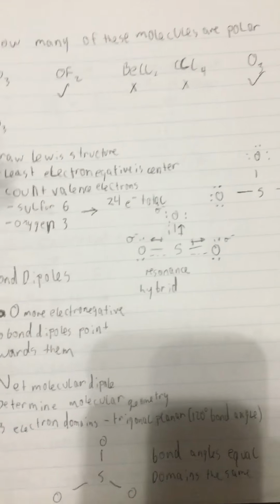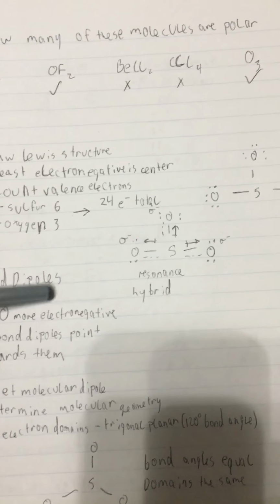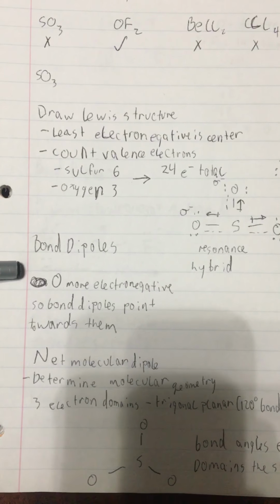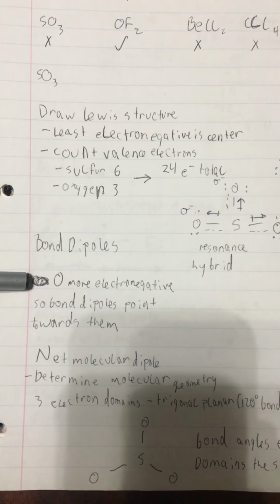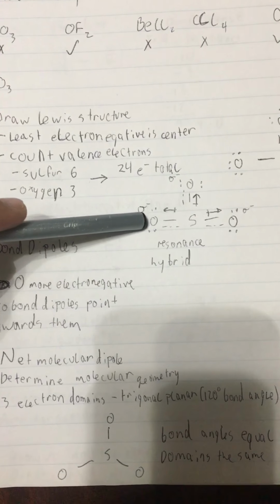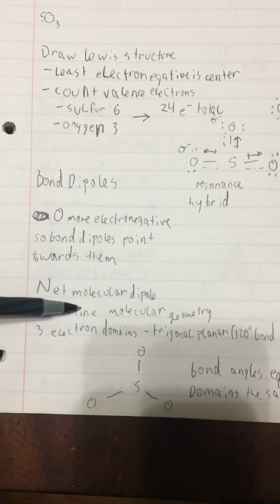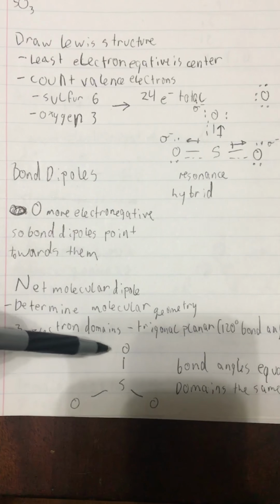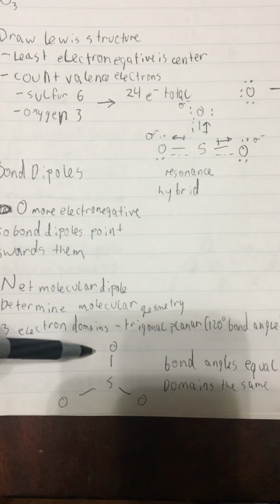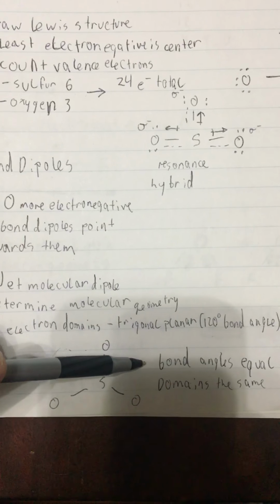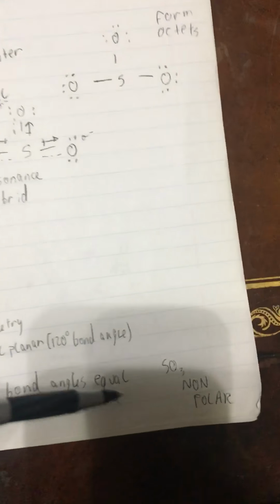After that, to determine the bond dipoles, we find which atom is more electronegative. Since O is further towards the top right corner of the periodic table, it's more electronegative, so the bond dipoles point outwards towards them. The molecular geometry of SO3 is trigonal planar because we have 3 electron domains which form 120-degree bond angles. Since all the bond angles are equal and all the domains are the same, SO3 is nonpolar.